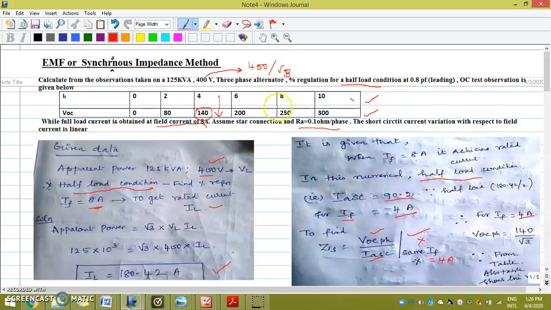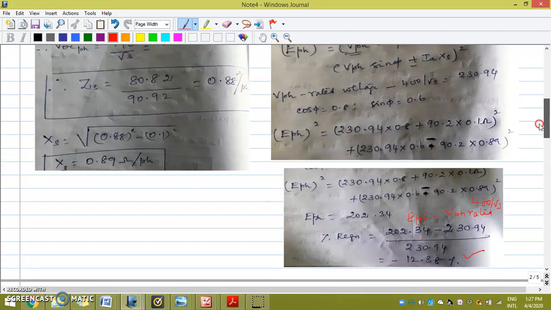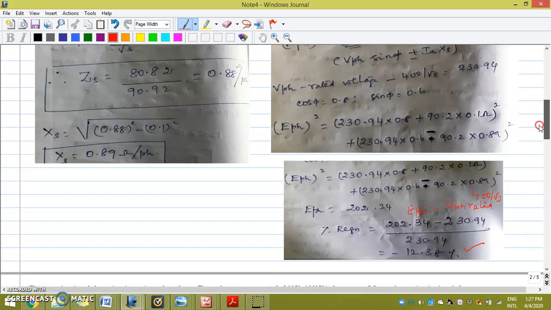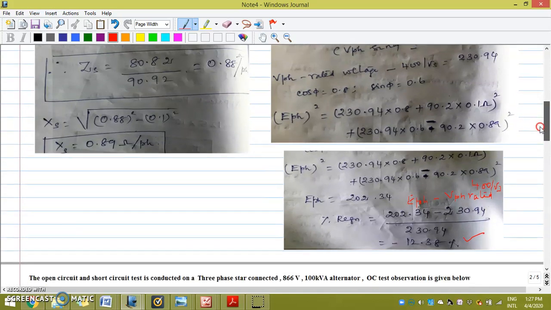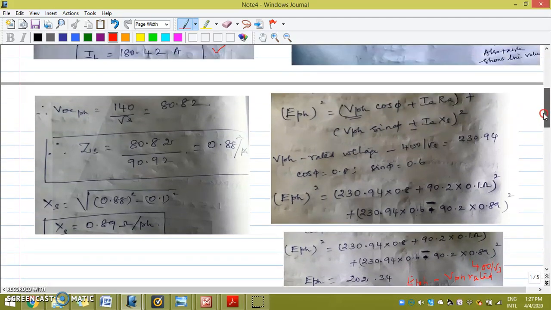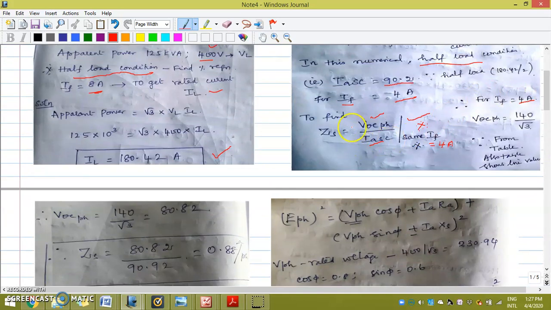Right. So to add a summary of this, you should know that this numerical can be solved as follows. You need to find percentage regulation. Percentage regulation is E phase minus V phase. V phase rated you can always get from the numerical, but to calculate E phase you should know XS. To calculate XS you should know ZS. So this formula is very, very important. Okay, hope you got this numerical.